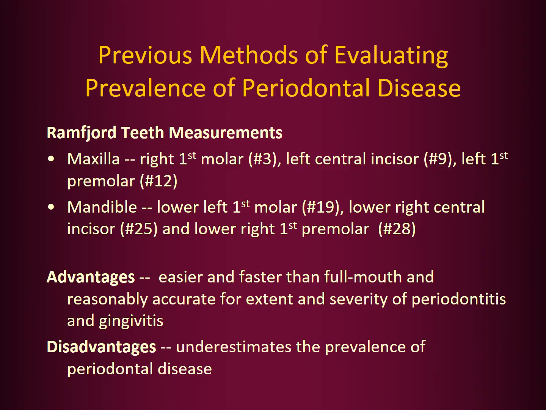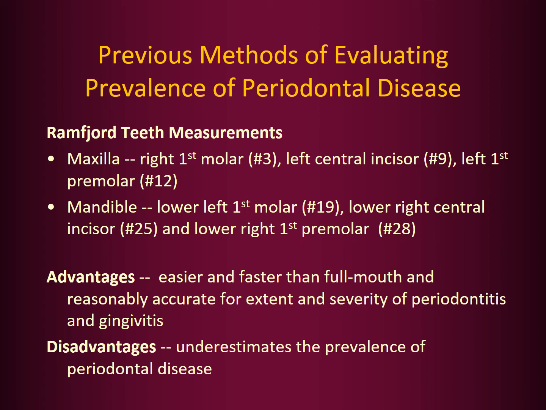One of the elements I think is important to understand is the way in which indices are measured. And there have been a number of ways. We talked about one of them, the Ramfjord teeth, and these are all partial measurements. The Ramfjord teeth do not include all of the teeth, and I've listed the teeth here again for you. I won't repeat them, but there are some advantages and disadvantages. One of the advantages is that it's easier and faster than a full mouth examination, and it's reasonably accurate for the extent and severity of periodontitis and gingivitis.